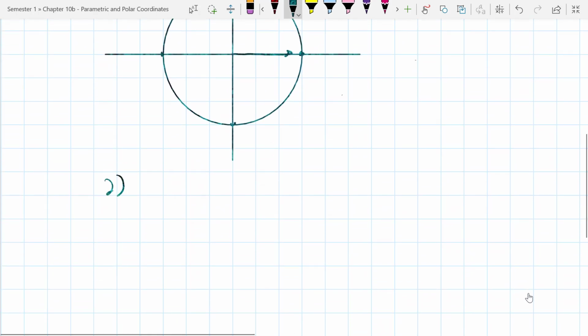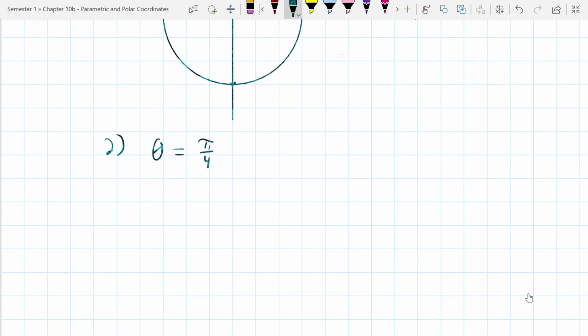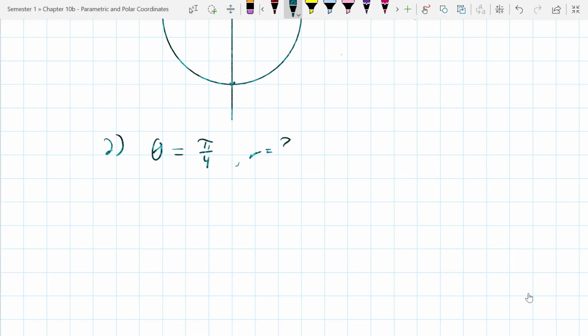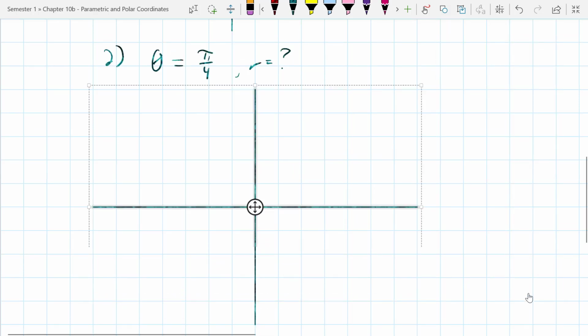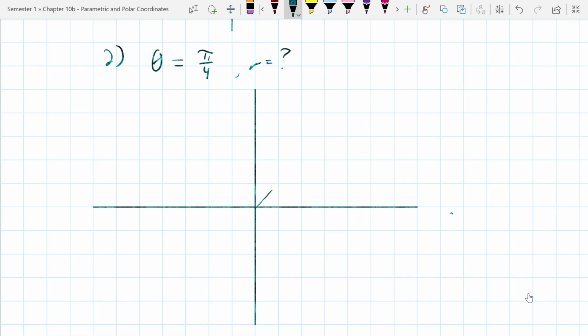For our next one, we're going to do just a constant angle. Theta is equal to pi over 4. So if theta is equal to pi over 4, radius is equal to whatever. And if radius is anything, then that means radius can be both positive values, negative values, and 0. So if I do an angle of pi over 4, that's a 45-degree angle, it's going to come out like this, but it's also going to dip down like this, because remember, we can have positive radii or negative radii.